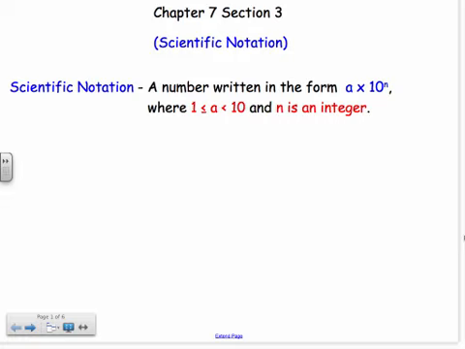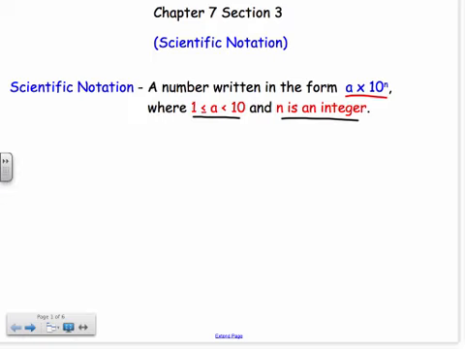So first of all, we need a little review on what scientific notation is. And really, it's just a number written in this form, a times 10 to the nth power. And there's a couple rules to go along with that. A has to be in between 1 and 10, and it can be 1, but it can't be 10. And we'll talk about why that is. And n has to be an integer. Okay, so that 10 to the nth power, the n has to be basically a positive or negative whole number.